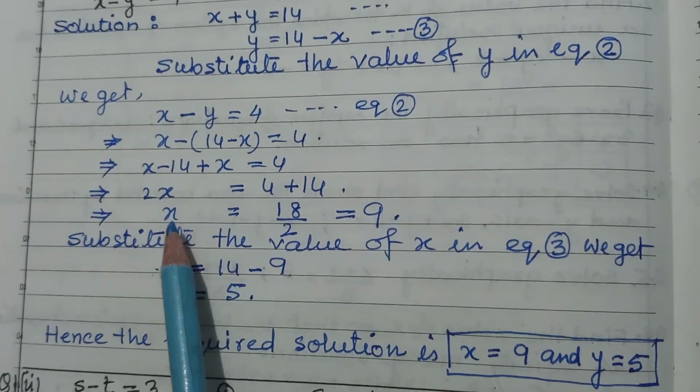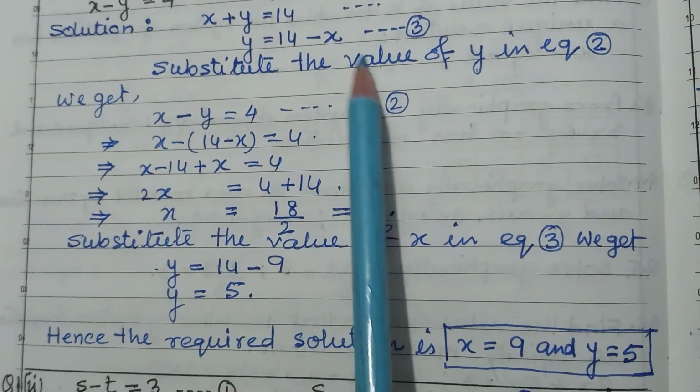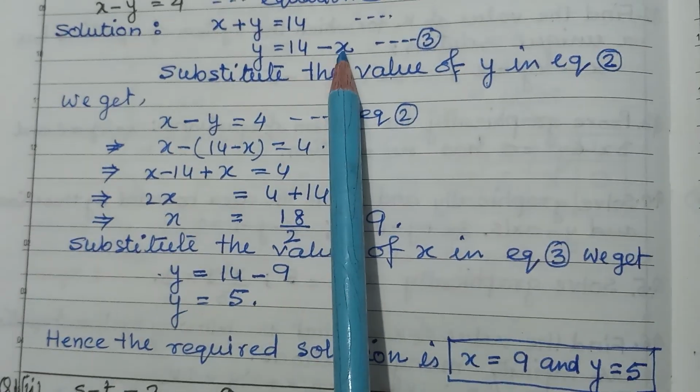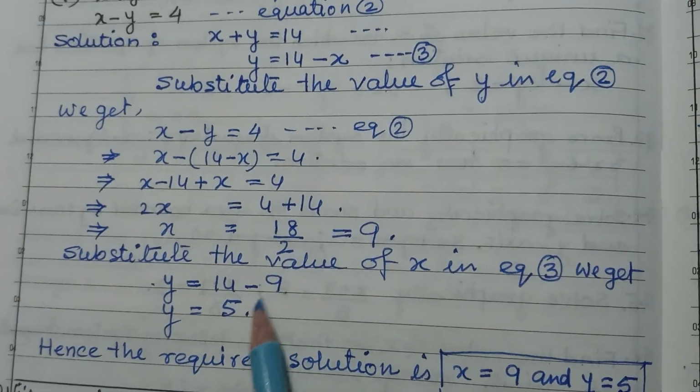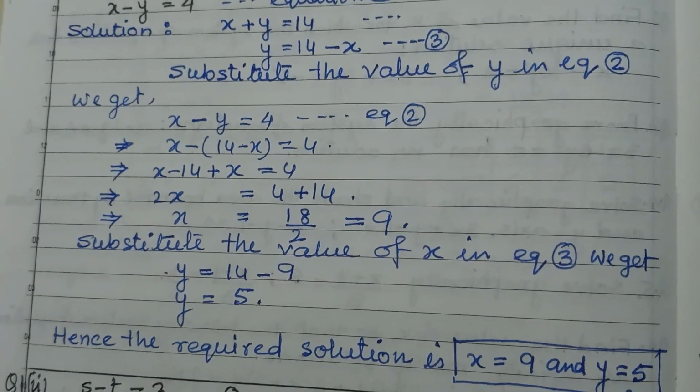Now again, the value of x we substitute in the first equation, y is equal to 14 minus x. There you substitute this value, and y is equal to 5. So it is the solution.